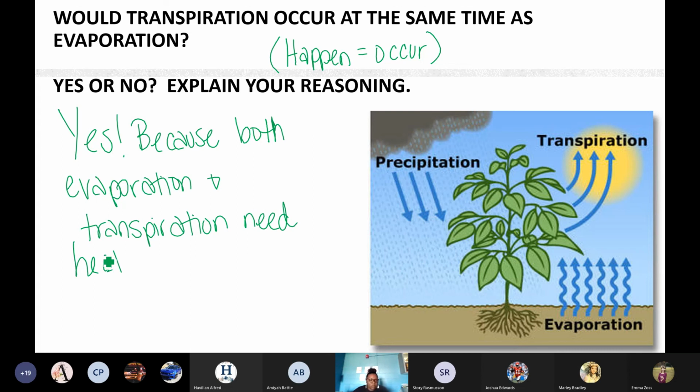Uh-oh. My board went crazy. So they happen at the same time. All you need to write down here are the questions in black and what Miss Neville's written down in green.